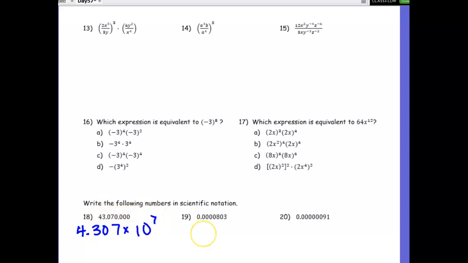Okay, so sometimes you're going to get a negative exponent. Because this is a very small number, our decimal place would go between the 8 and the 0. So this would be 8.03 times 10. In order to get there, you move your decimal place to the right, so it would be a negative 5 power. Okay, so that's pretty much how it works for 20.